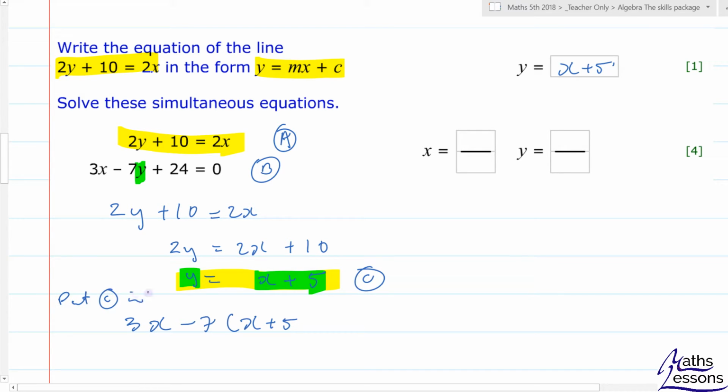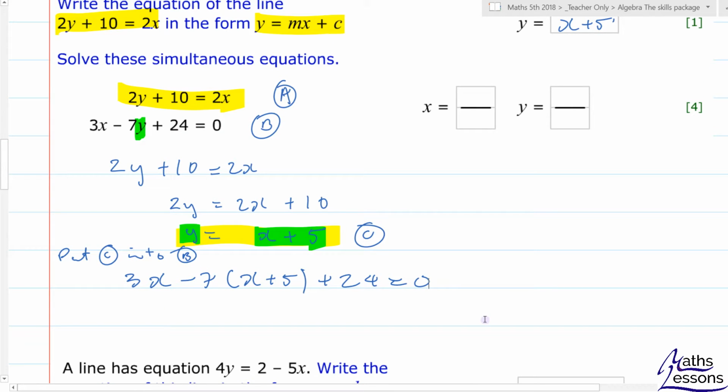What we are doing is we're putting C into B. The word "put" is not really the maths word. We usually use the word substitute equation C into B, but I'll just make it simple: put C into B. And that's what we've done. We've put the y bit, which is x plus 5, in for y, and we're going to now add 24 equals 0.